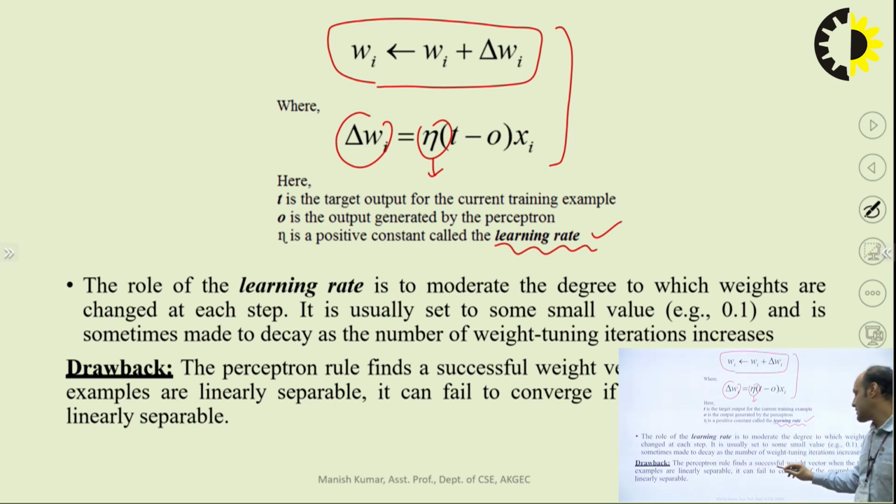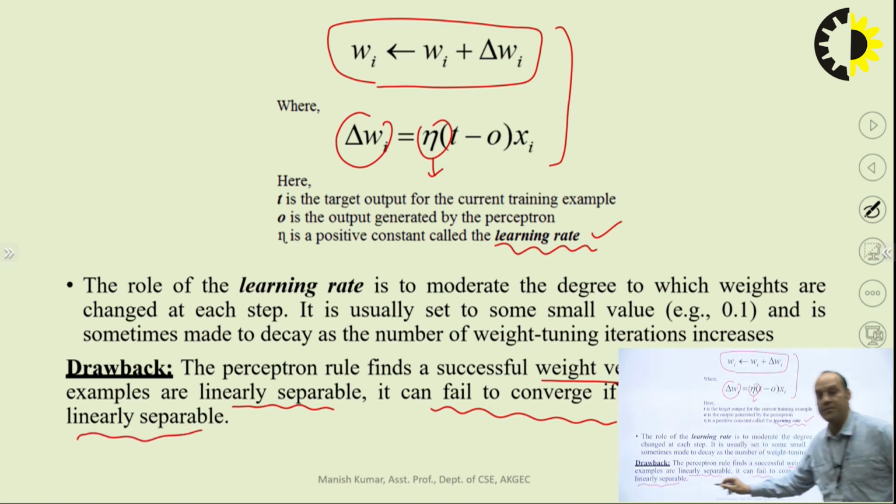The perceptron rule finds a successful weight vector when the training examples are linearly separable. When the training examples are not linearly separable, it will fail to converge. Now what do we have to do to handle non-linearly separable data? For this, we have to use a multi-layer feedforward network called the back propagation network. Okay, students, for training on a training set that is non-linearly separable, we will use a back propagation network.